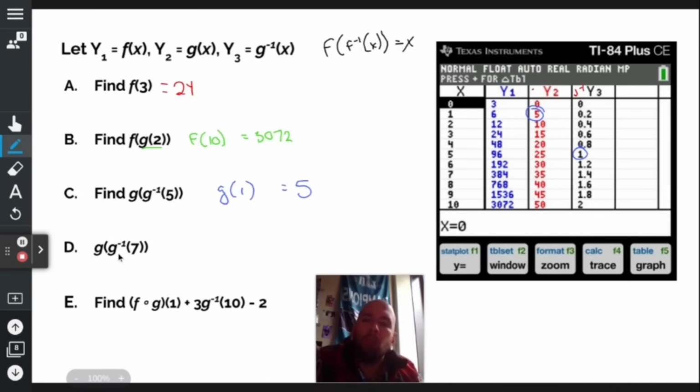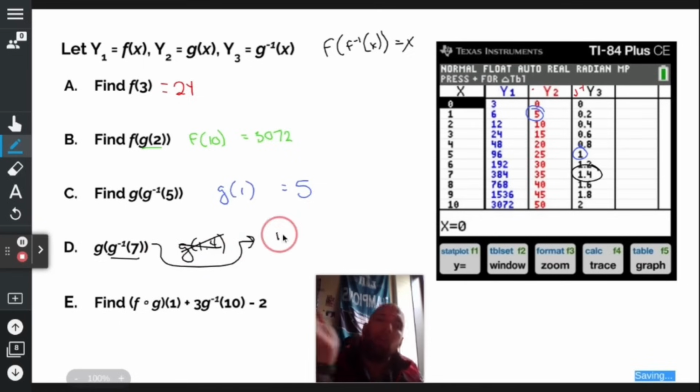Because if you were to go to find out what the g inverse of 7 is, you're going to find out that it's 1.4. So trying to find out what g of 1.4 is is impossible for this problem. However, you know that the function of its inverse is going to be the number that you plug in. So I can bypass all of this, because this guy right here is impossible, and say that the answer is 7 anyway, based off of that rule right there. How exciting.